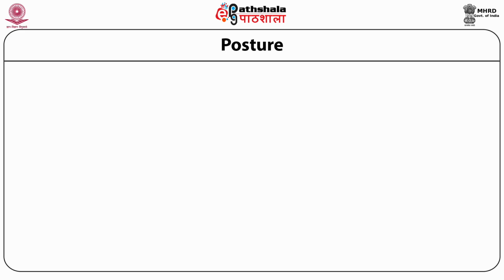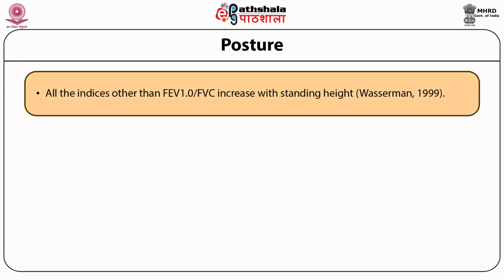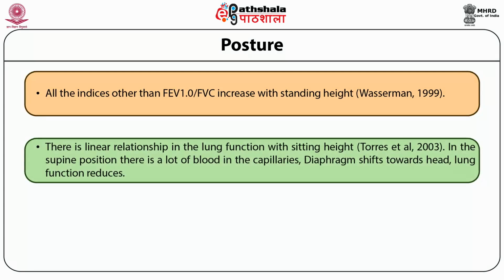It has been reported that all the indices other than the FEV1 to FVC increase with the standing height. A linear relationship has also been reported between the lung functions and the sitting height. In the supine or lying down position, there is a lot of blood in the capillaries and the diaphragm shifts towards the head, thereby the lung functions reduce.